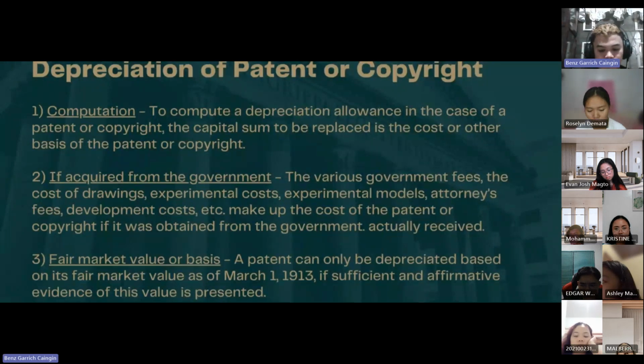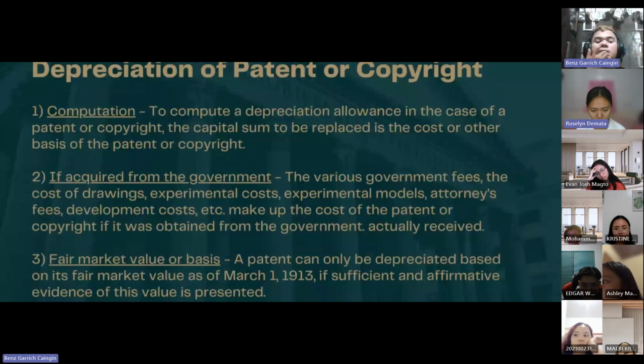The various government fees, the cost of drawings, experimental costs, models, attorney's fees, development costs, etc., make up the cost of the patent or copyright if it was obtained from the government. Third, fair market value or basis. A patent can only be depreciated based on its fair market value as of March 1, 1913, if sufficient and affirmative evidence of this value is presented.